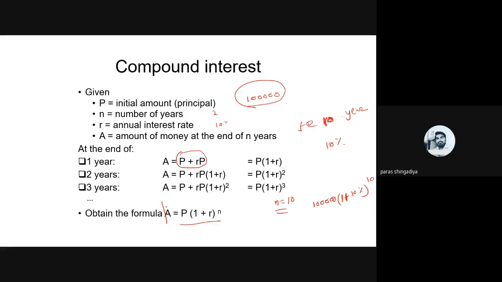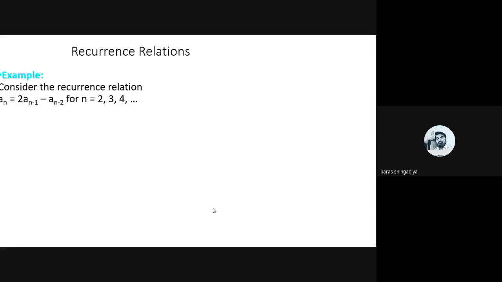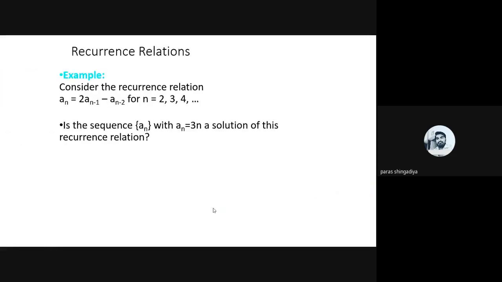This type of formula works as a recurrence relation form. That is our recurrence formula: A is equal to P(1 + R)^n. And these are some more examples.